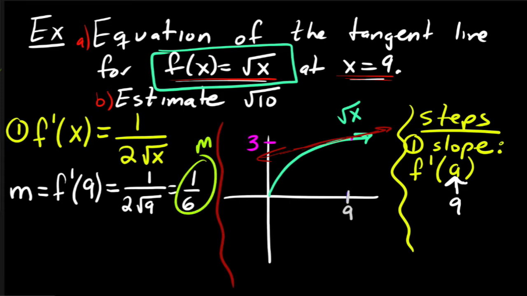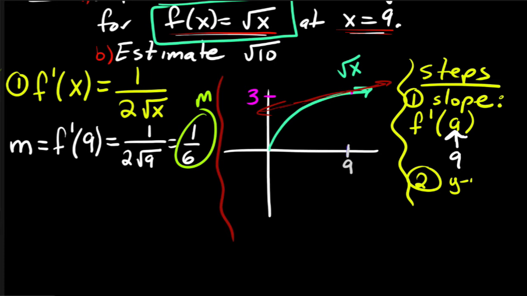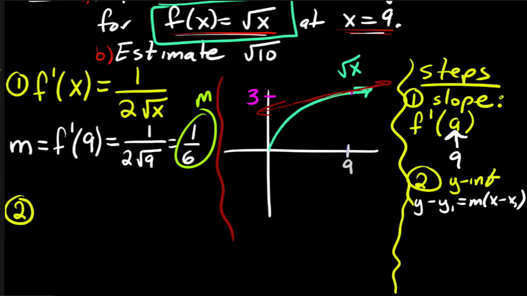Okay, now step 2 is going to be to find the y-intercept. There's a couple ways to do this. You can either use the equation y minus y1 equals m times x minus x1. This isn't really my preferred way. My preferred way is to just use the general slope-intercept form of a line, y equals mx plus b. That's how I like to do it. If you don't want to do it that way, that's fine, but that's how I'm always going to do it.